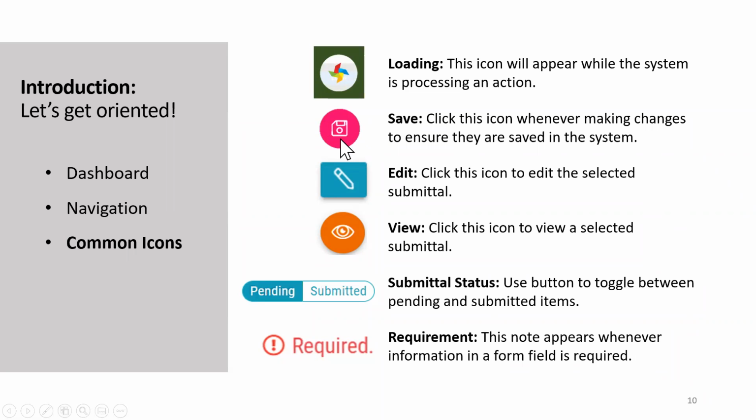The save button is so important. Anytime you see it and you make a change, click it. Make sure you're saving your work. The pencil icon is to edit the selected submittal. The eyeball or the view icon is for viewing whatever the selected submittal is or what have you, to see more. And then the pending or submitted is to kind of toggle between what you're still working on and what you've already sent in.